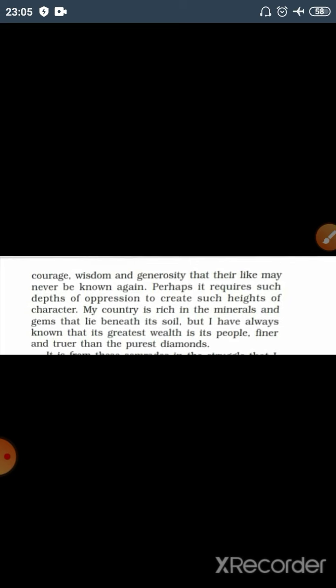He also says that his country, Africa, is rich in minerals and gems, but the true gems, which are even more precious than any diamond, are the people above, whom he mentioned as heroes.